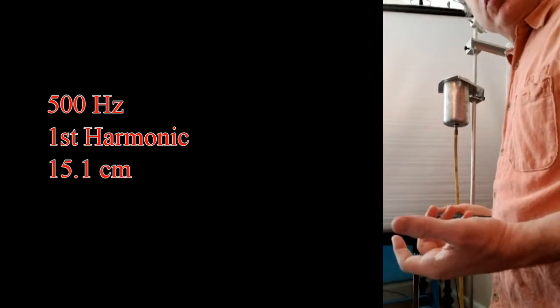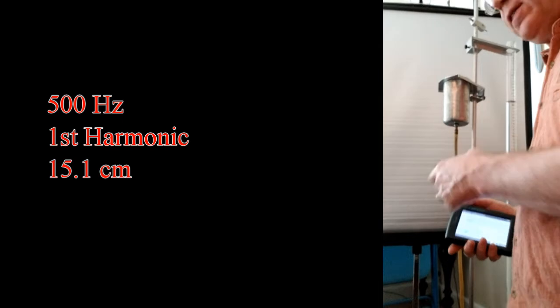Now the next one should occur at 3 times the length. So if that was at 15.1, 3 times would be 45.1 minus the 2. So it should be somewhere around here that we should get the next harmonic. And in case the water overflows here, I have an extra cup here to quickly dump into it, and I'm hoping that I don't soak the carpet. Let me put extra protection down here.